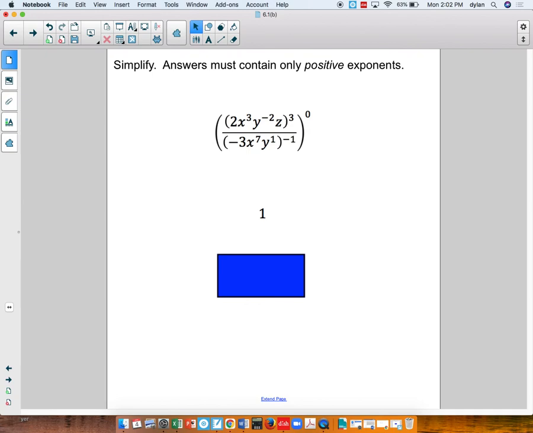So that brings us to the end of our video. You're going to practice more exponent rule simplification problems on your homework tonight on your worksheet. Let me know if you have any questions.